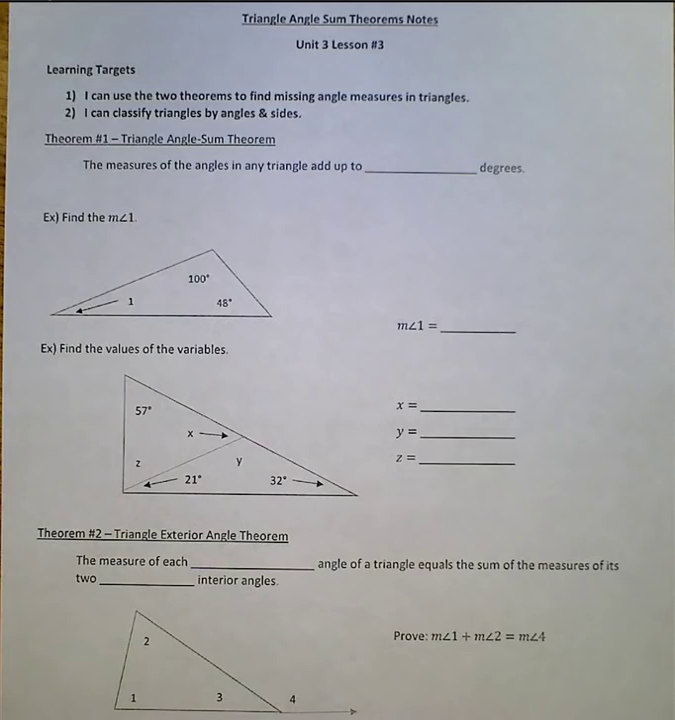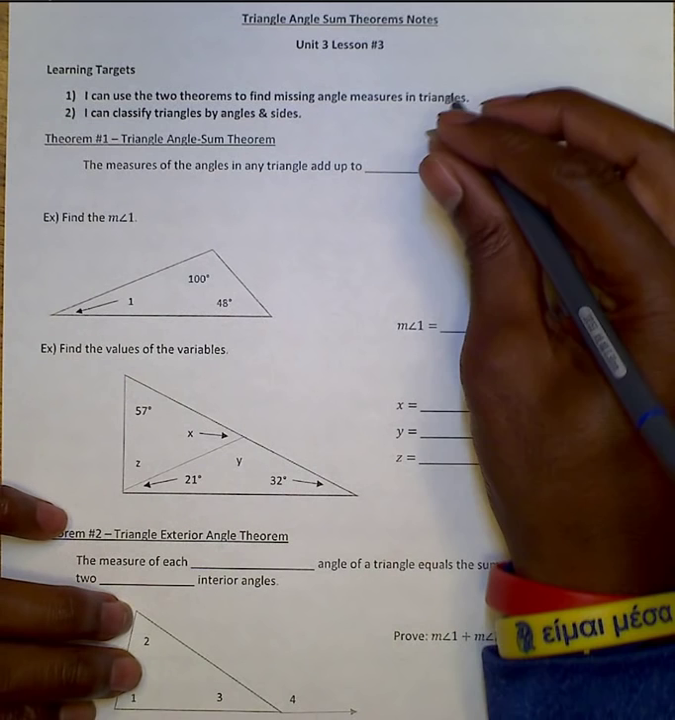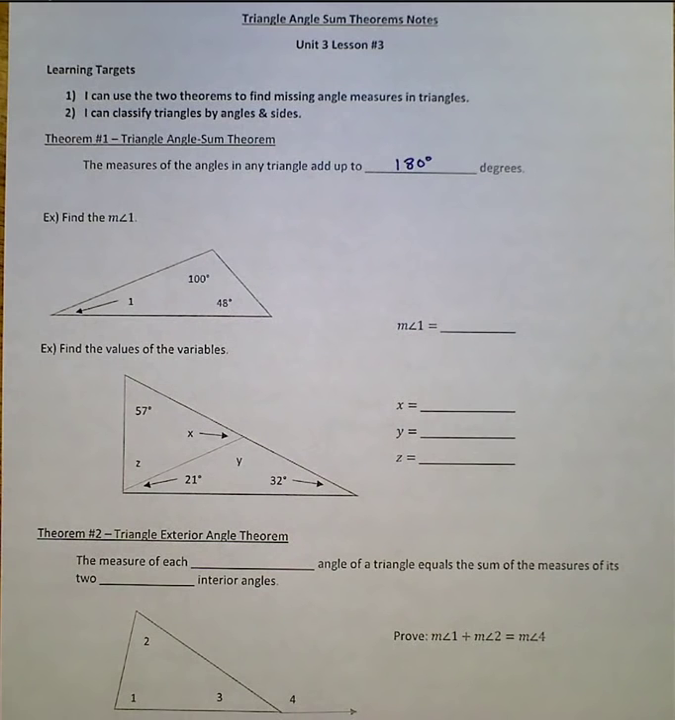Okay. First theorem, the triangle angle sum theorem, says that the measures of the angles in any triangle add up to 180 degrees. Okay, so the fact that every triangle will add up to 180 degrees when we add their angles together. So we'll use that a lot.